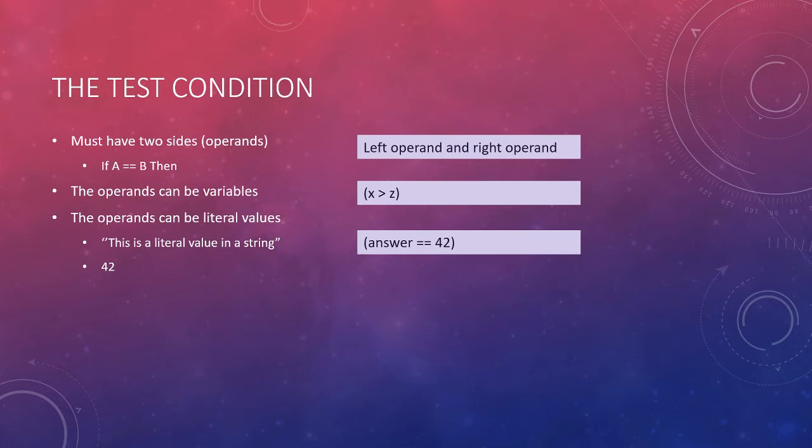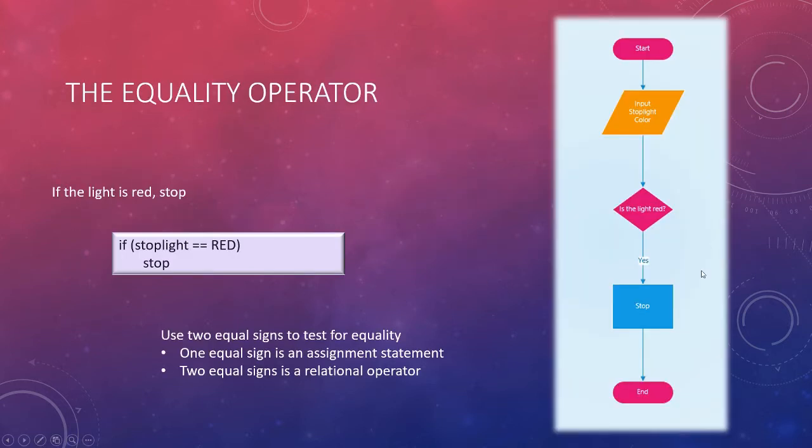When we're building our test condition, in general, it has to have two sides. So we'll have a left operand, and then some sort of comparison operator, and then a right operand. Now, our two operands could be variables, like is x greater than z, and our operands could be literal values. So we could check to see if the answer is equal to 42. That equal sign is one of our equality operators. The other equality operator is the not equal.